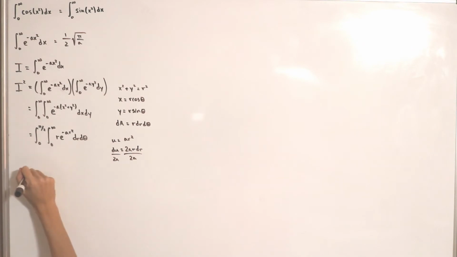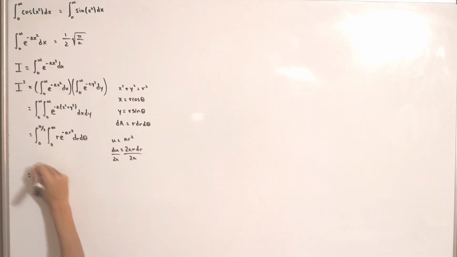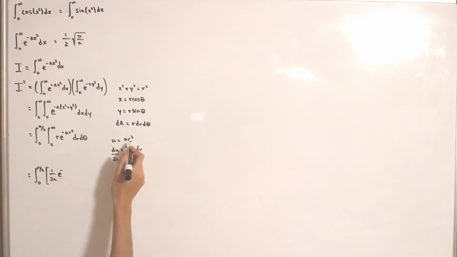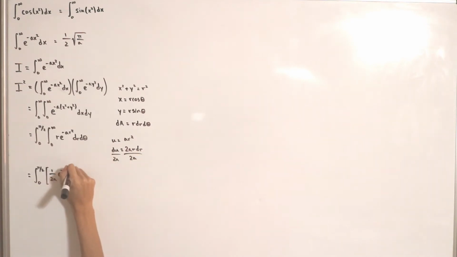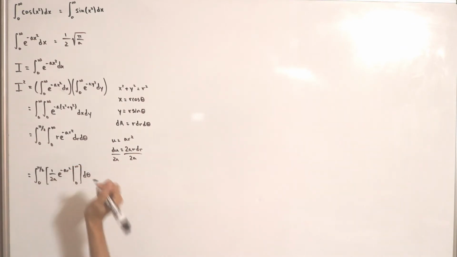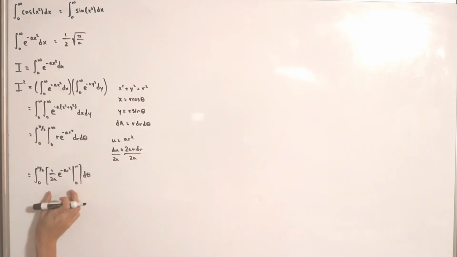So this means over here it's 0 to pi over 2, and then in between it's 1 over 2a, e to the negative, and then substitute back our u, which is a r squared, being evaluated from 0 to infinity, and then our d theta right over here. Okay, so now let's actually evaluate our bounds for 1 over 2a.